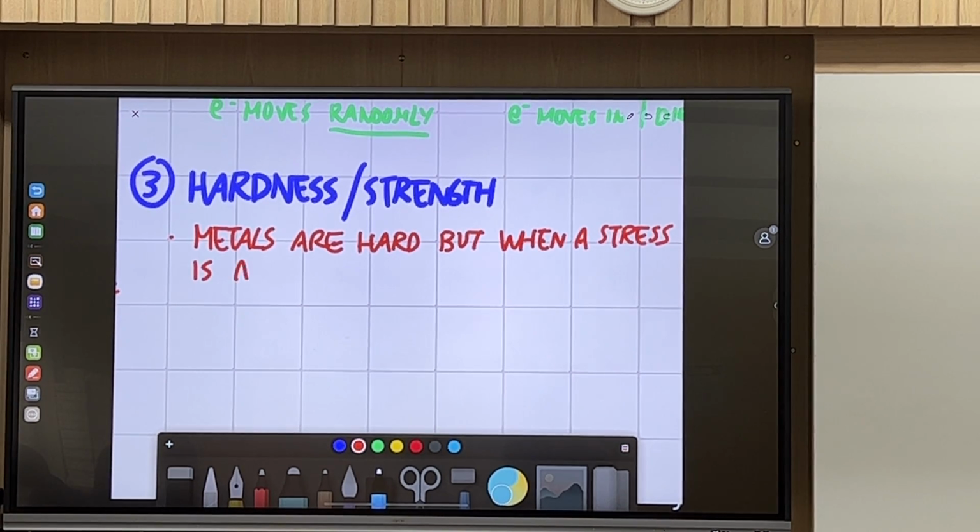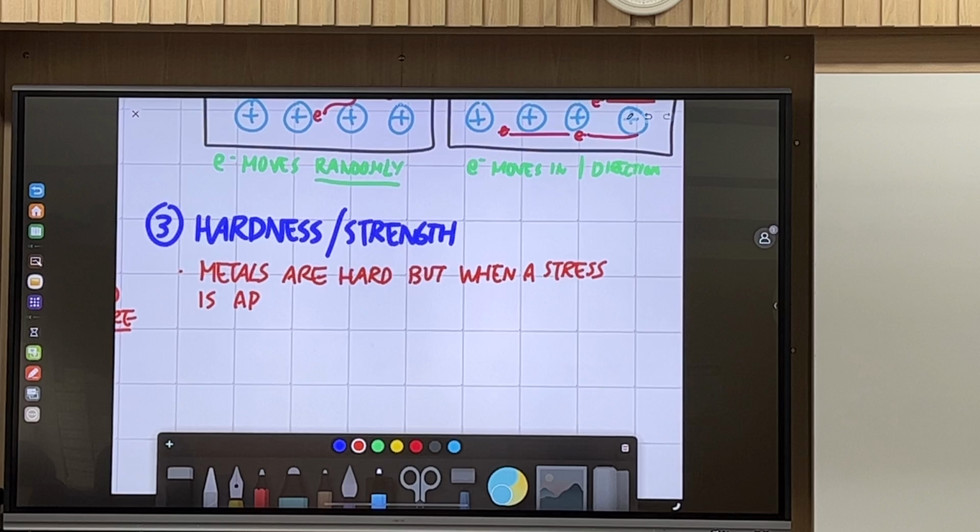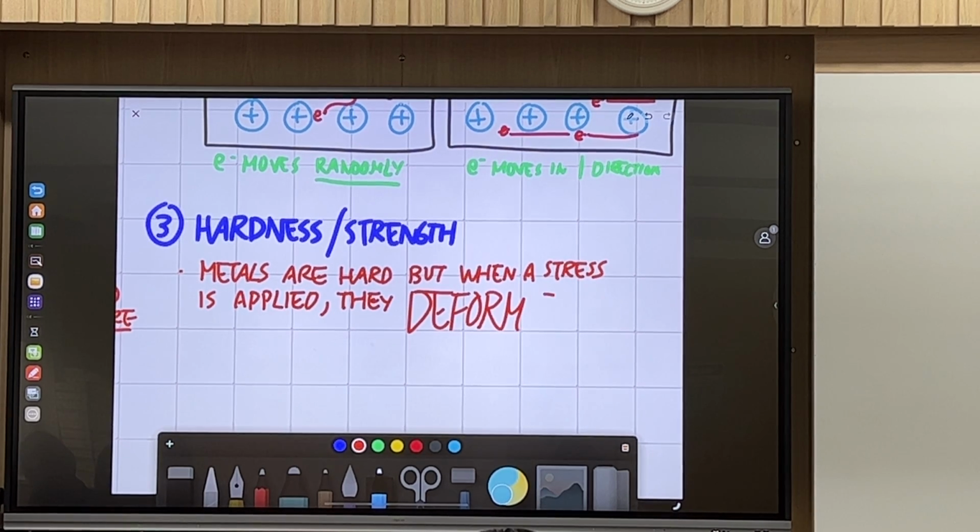When a stress is applied, if you have a metallic ruler, I think you might have tried bending it around before. It doesn't just crack, it will just deform, right? But if you do this to a plastic ruler, it will not remain in that deformed state, it will just crack, or it will just spring back. So this is how metal responds to stress. Metals are hard, but when stress is applied, they deform easily.